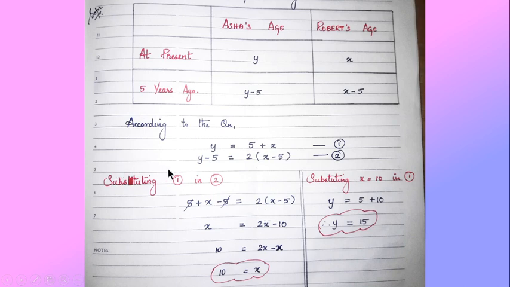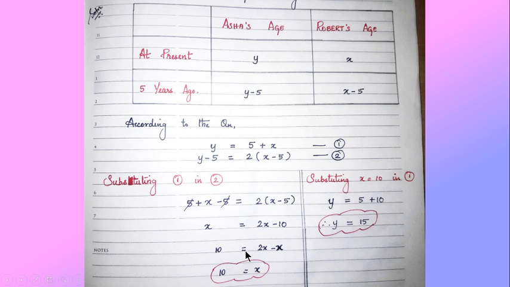Let us simplify. How can we simplify? We are just substituting. We can substitute equation 1 in equation 2. So we have y is equal to 5 plus x, and we are going to replace it in equation 2. So we'll be getting 5 plus x minus 5 is equal to, on the right hand side we write as it is. On the left hand side, plus 5 and minus 5 get cancelled, and you are left with x. On the right hand side, when you multiply 2 into x, you get 2x, and when you multiply 2 into 5, you get minus 10.